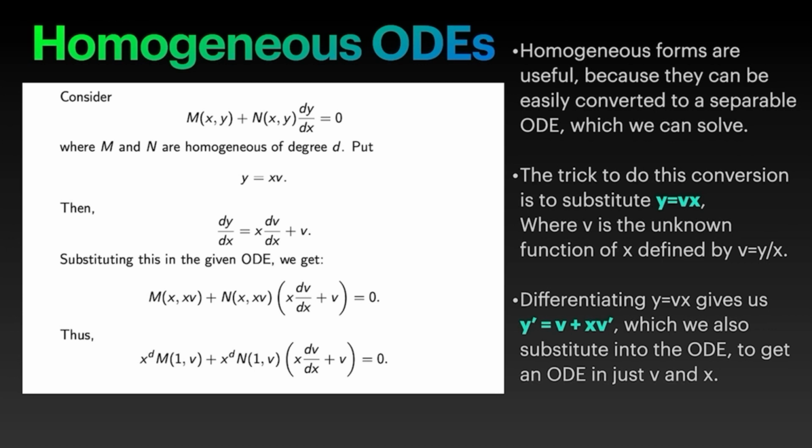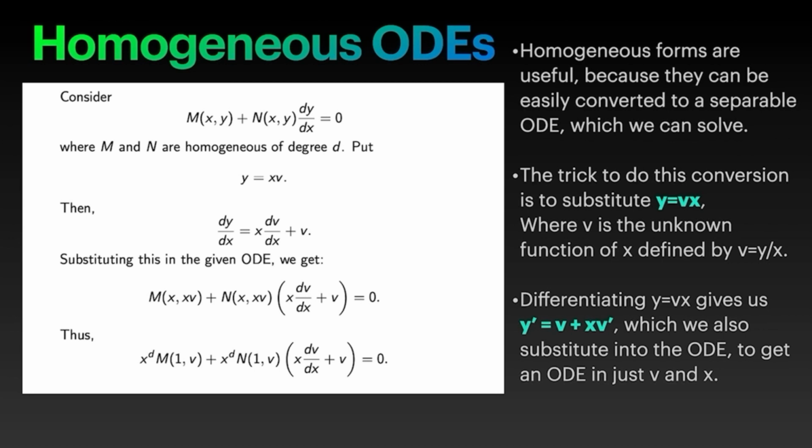Now let's simplify this a little further, and here is where the homogeneous nature of M and N comes into play. M of x comma xv, because M is homogeneous with some degree d, can be written as x to the power d into M of 1 comma v.